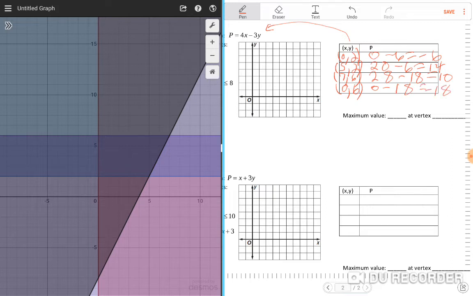So if I'm looking for maximum, that would have, sorry, if I'm looking for minimum, that would have been the minimum, but I'm looking for maximum. My maximum value was at 14, and that happened at my vertex 5, 2. Okay.